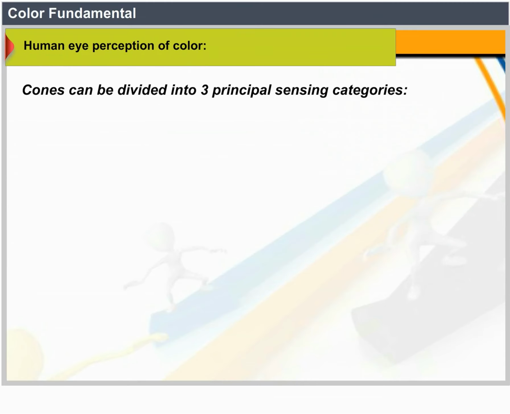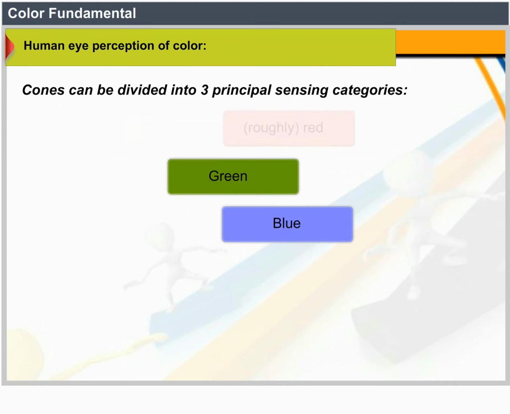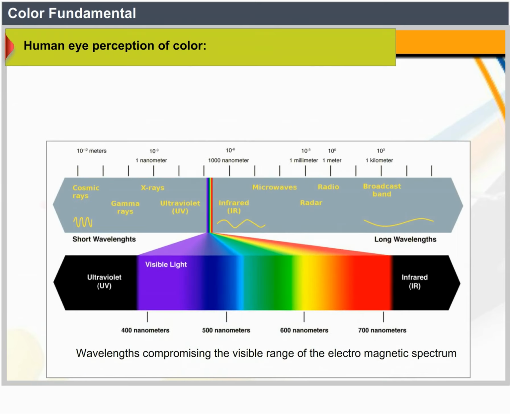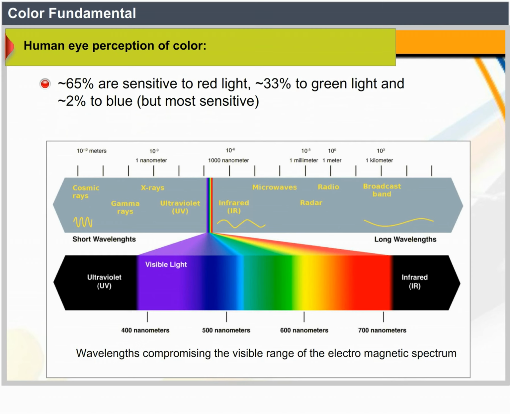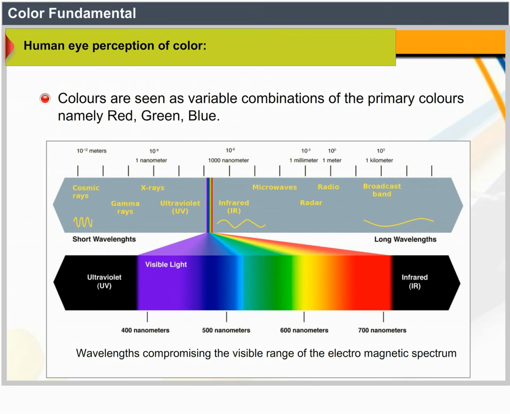Cones can be divided into three principal sensing categories: 1. Roughly red. 2. Green. 3. Blue. About 65% are sensitive to red light, 33% to green light, and about 2% to blue. Colors are seen as a variable combination of the primary colors red, green, blue.